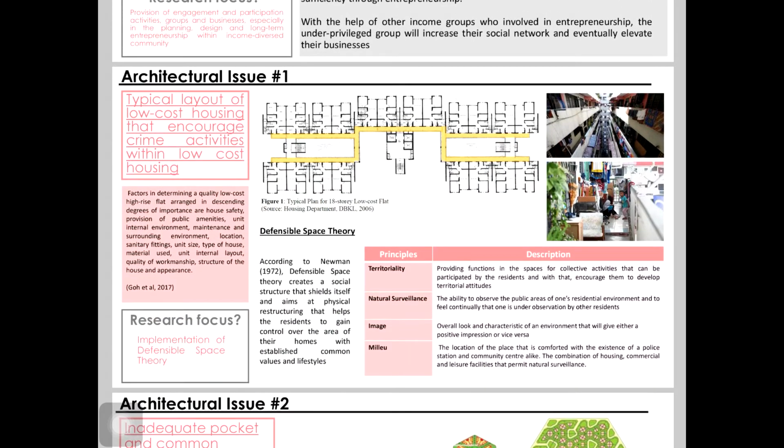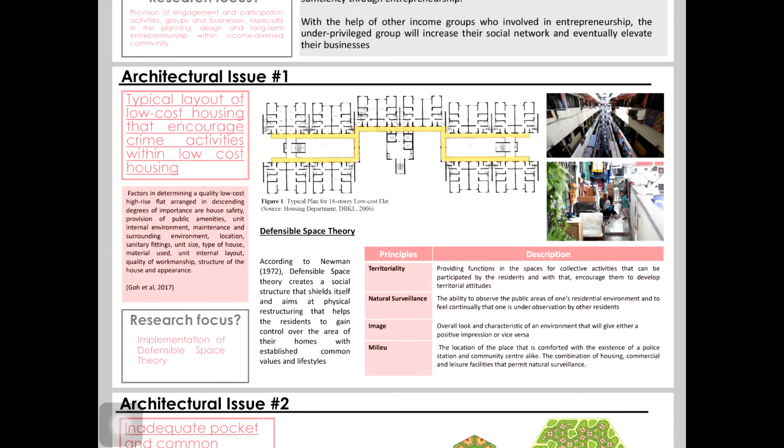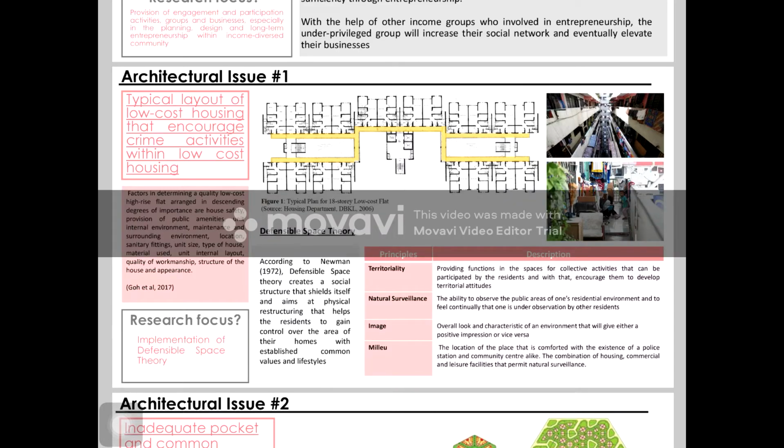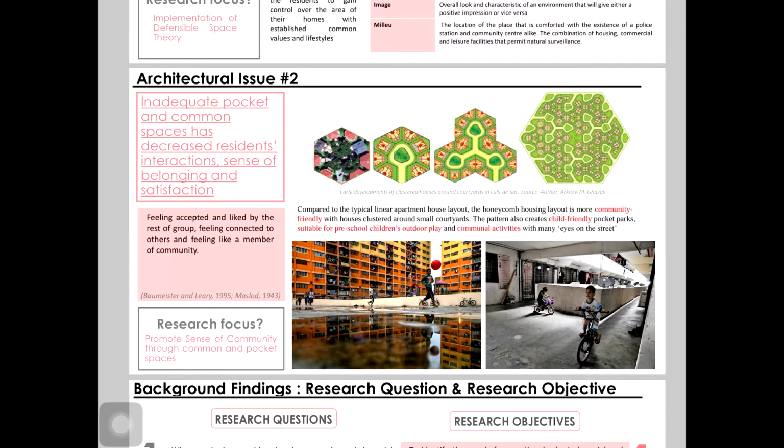Moving on to my architectural issue number 1. The typical layout of low-cost housing encourages crime activities. In the slides, we can see the typical layout of low-cost housing in PPR. It has a very long and narrow corridor. My architectural issue number 2 is that inadequate pocket and common spaces in low-cost housing decrease residents' interaction and sense of belonging.